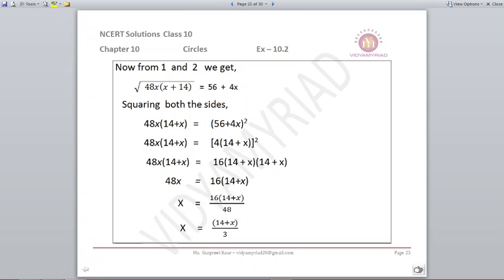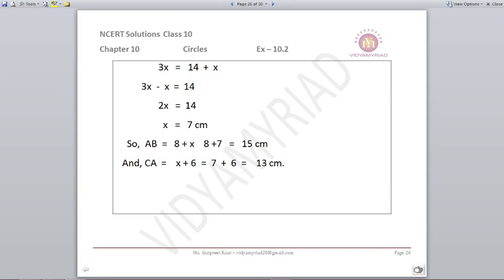Now in 56 plus 4x, 4 is common, so we can take it out. 4 inside will leave 14 plus x, the whole square. Now the right hand side and the left hand side both have 14 plus x common. It can get cancelled. You are left with 48x is equal to 16 into 14 plus x. So you can find x, that comes out to be 14 plus x upon 48, which is equal to 14 plus x upon 3, because 16 and 48 can get cancelled.